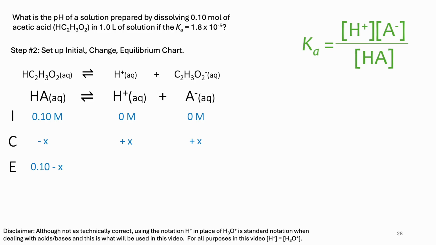So the concentration of my weak acid initially was 0.1 molar. It decreased by some amount X. And so I would say at equilibrium, the concentration is going to be equal to 0.1 minus X. The concentrations of both H plus and A minus were initially 0. They increased by some amount X, and so the equilibrium concentration of both H plus and A minus are going to be equal to X and equal to each other.